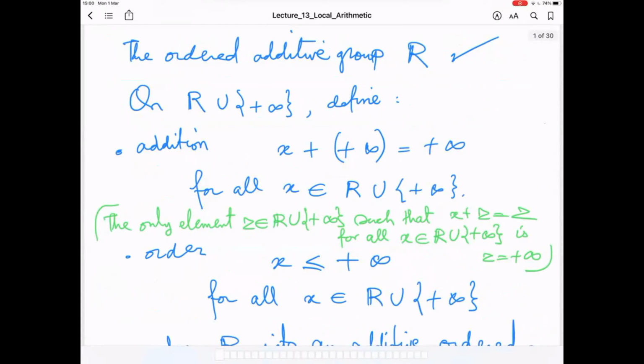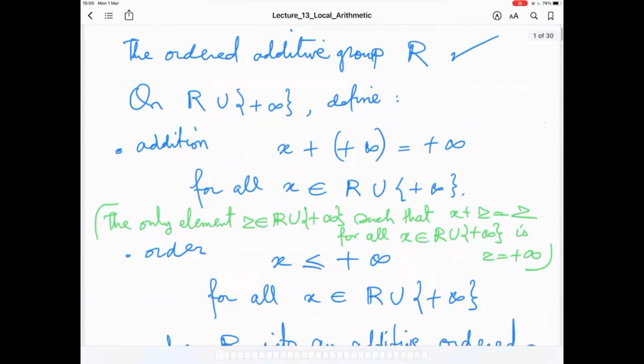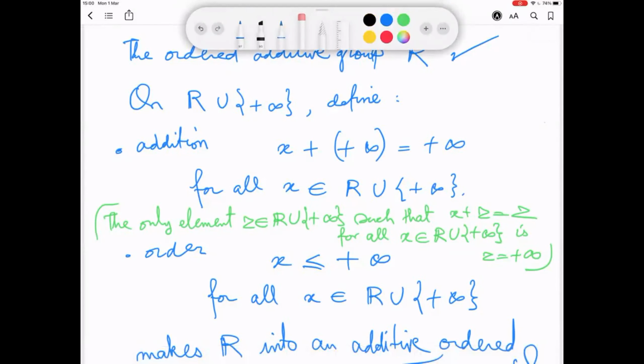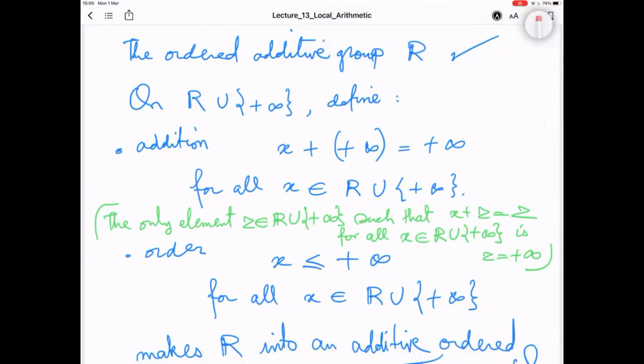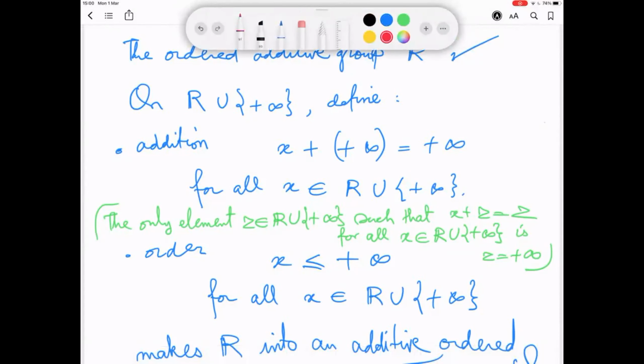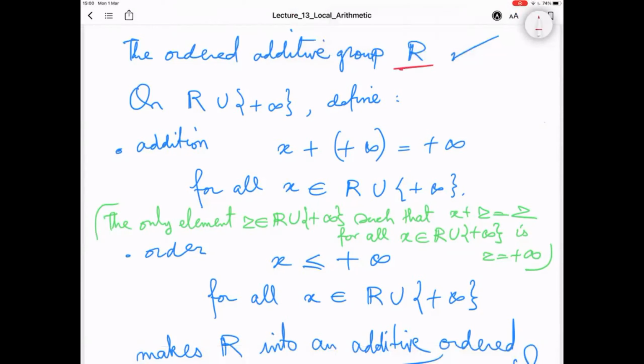So today we are going to review the notion of valuations and norms. These norms are also sometimes called absolute values. So let's start with recalling that on the additive group R, you have the natural order structure, right? On R, you have the order and it's an additive group.